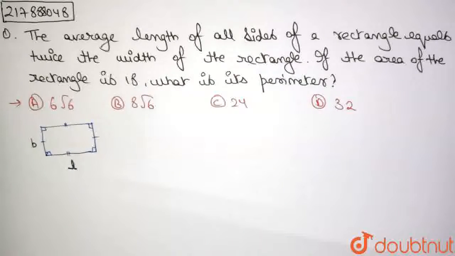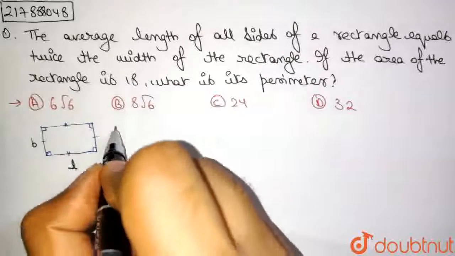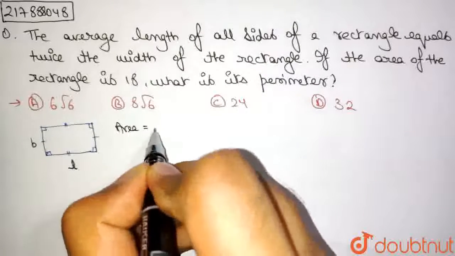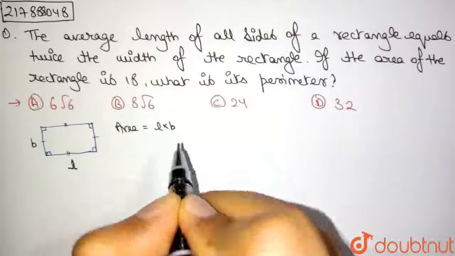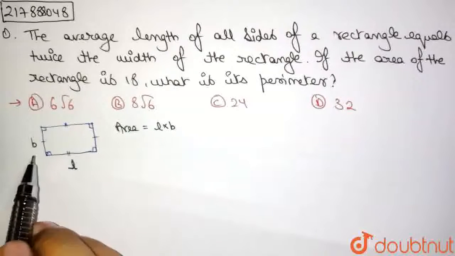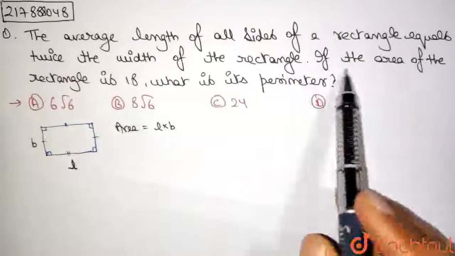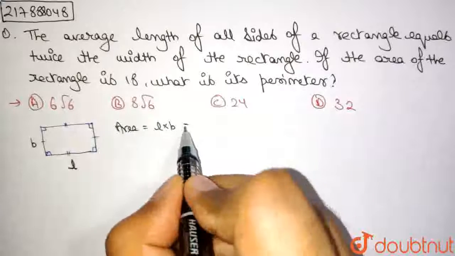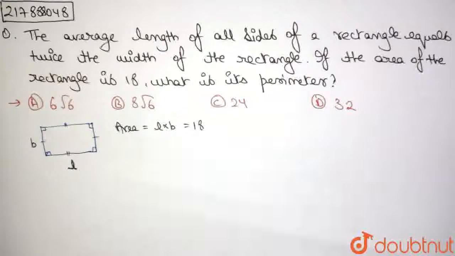Now I know that the area of this rectangle is L into B, right? So length into breadth, and I have the value of the area of the rectangle as 18, so I can say that L times B is 18. So this is one piece of information that we have, and we have been asked the perimeter.